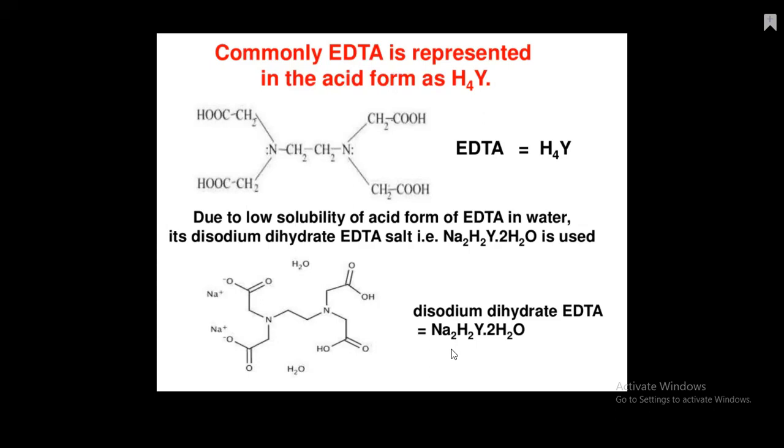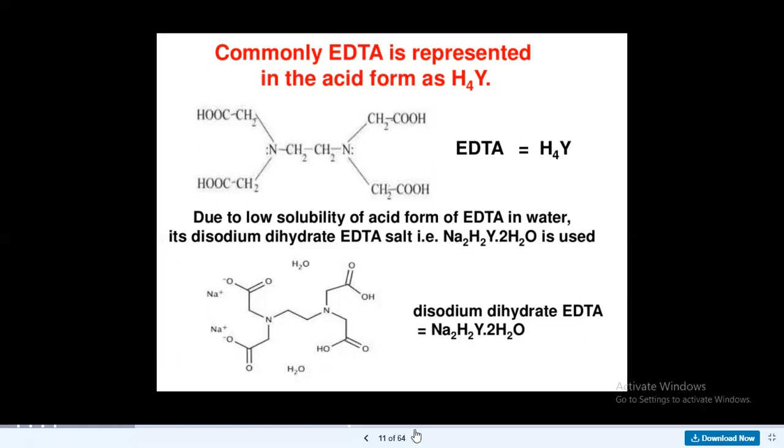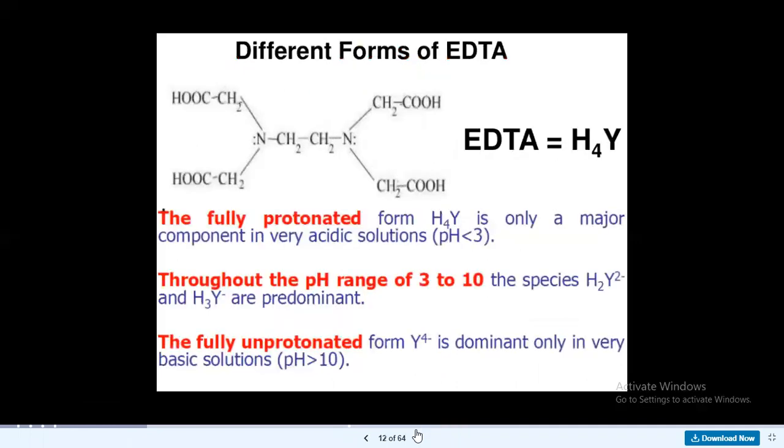So this is also an important property of our titrant, that it is fairly soluble in water, because we need a clear solution of titrant. So we convert EDTA into a soluble form by reacting with sodium hydroxide, converting it into disodium EDTA.